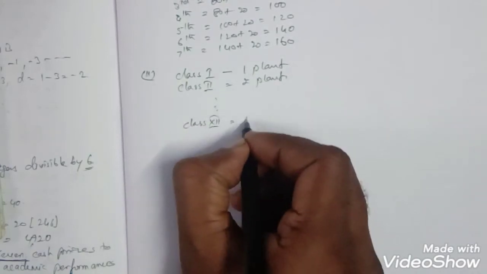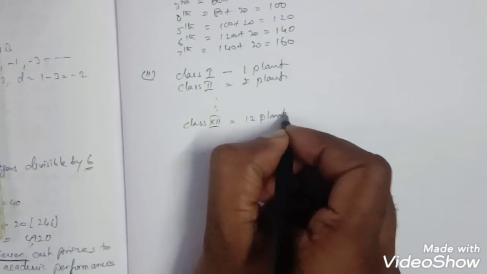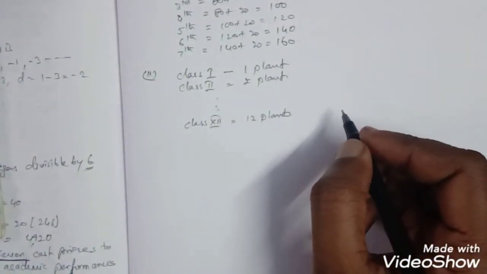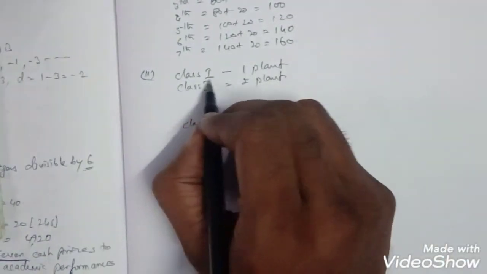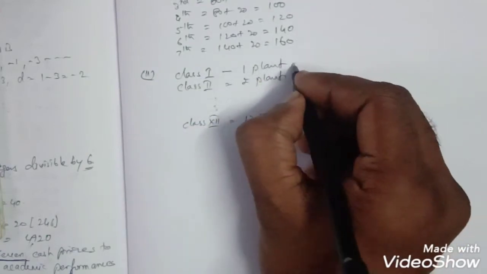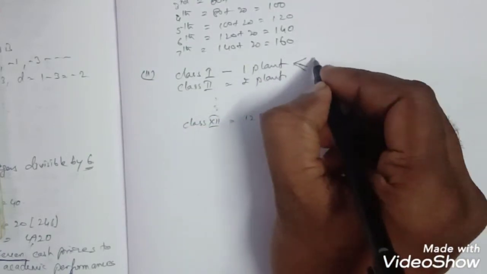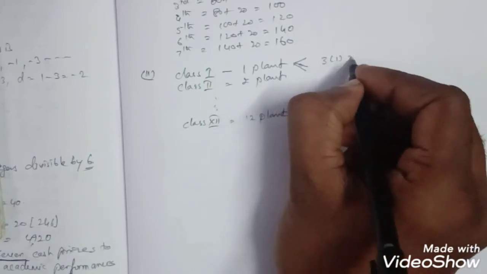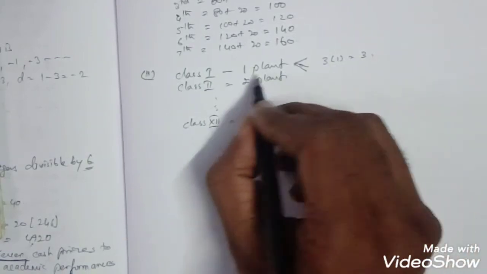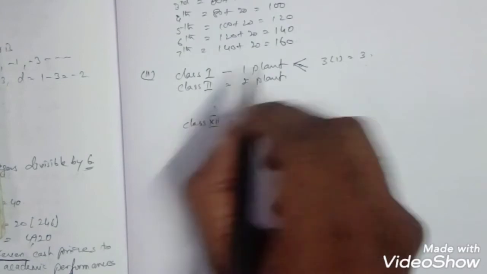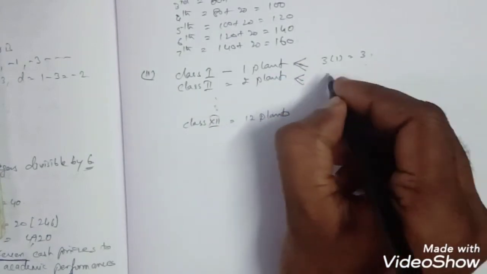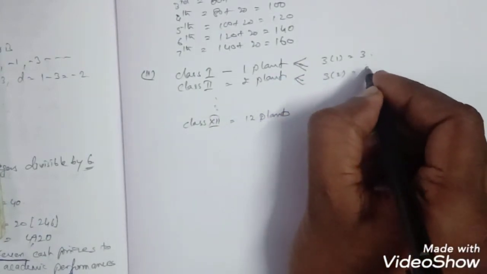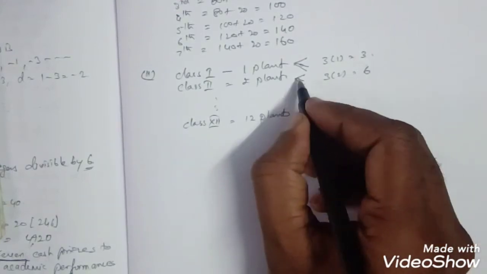So they are planting a total of 12 plants. Each class consists of 3 sections, right? For each class, if you take the first class, there are a total of 3 sections, that is 3 into 1. So in total you will get 3 plants. So they are planting 3 plants from the first class. Next, again 3 sections, that is 3 into 2, so a total of 6 plants. Next, like this, and so on.